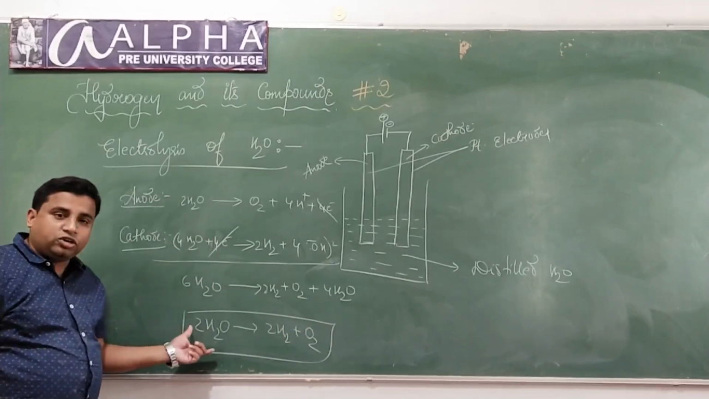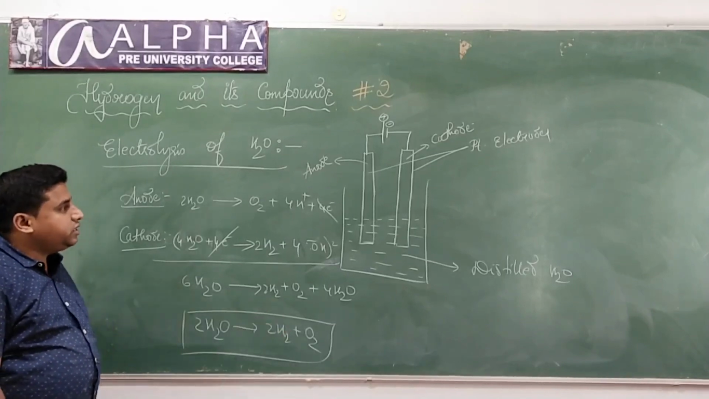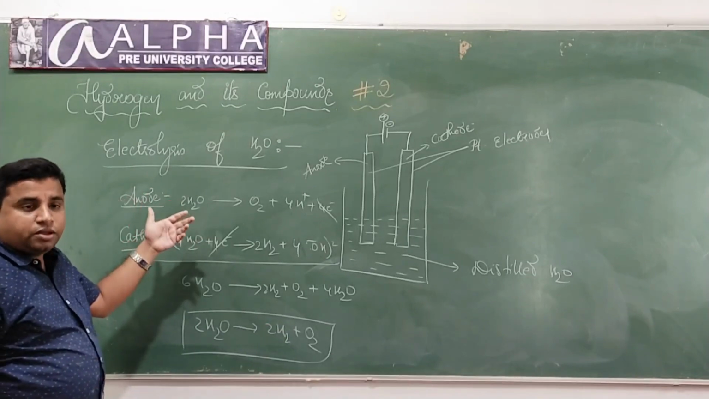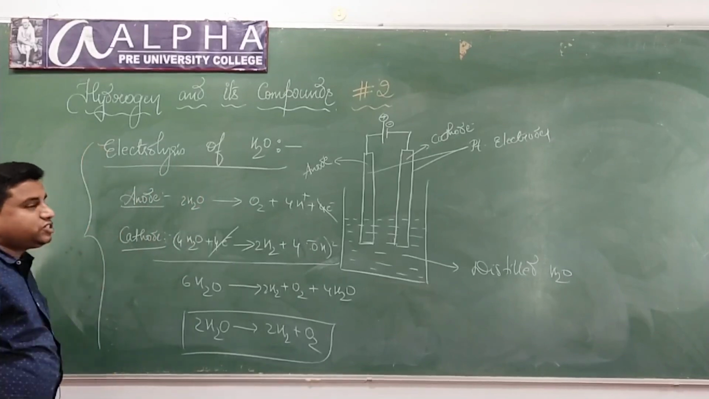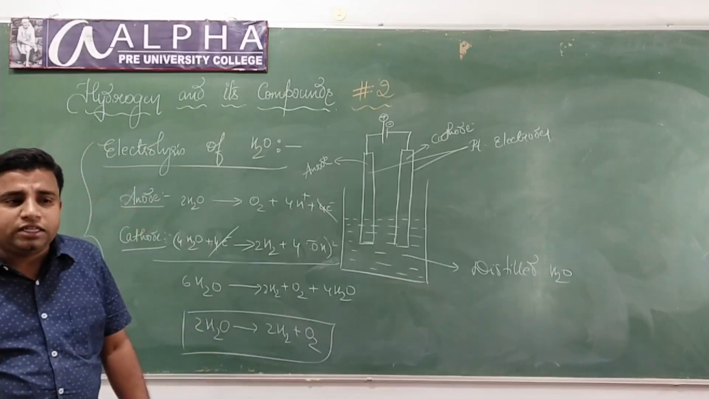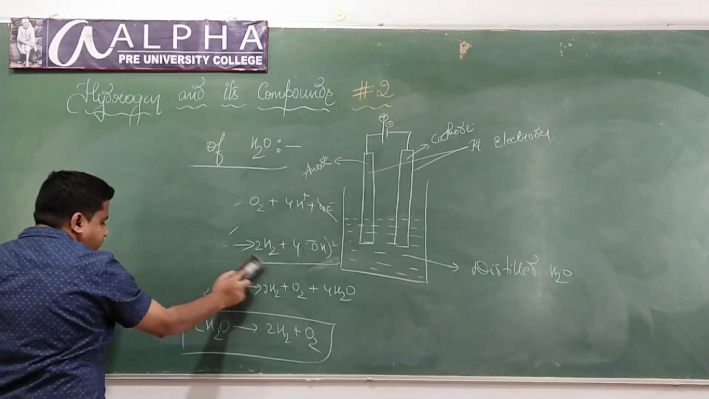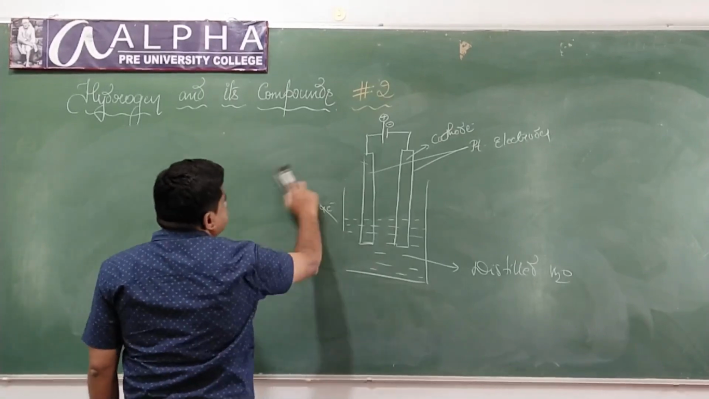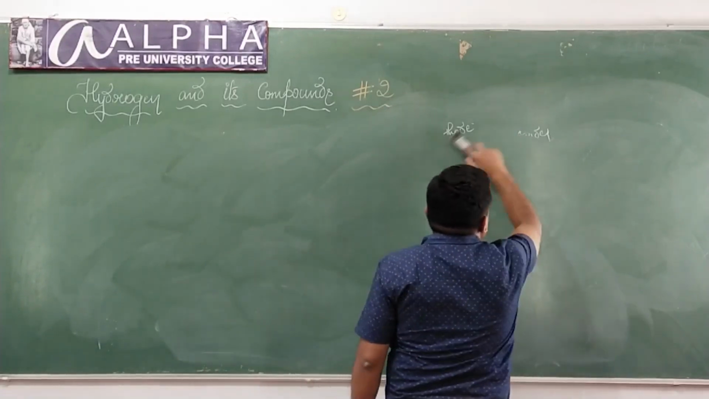Water is electrolyzed, giving rise to what? Hydrogen and oxygen. So that's about the preparation of dihydrogen by electrolysis of water. This is one of the industrial methods of preparation of hydrogen. Now let us talk about the physical properties of dihydrogen, and then we will talk about different forms of hydrogen.